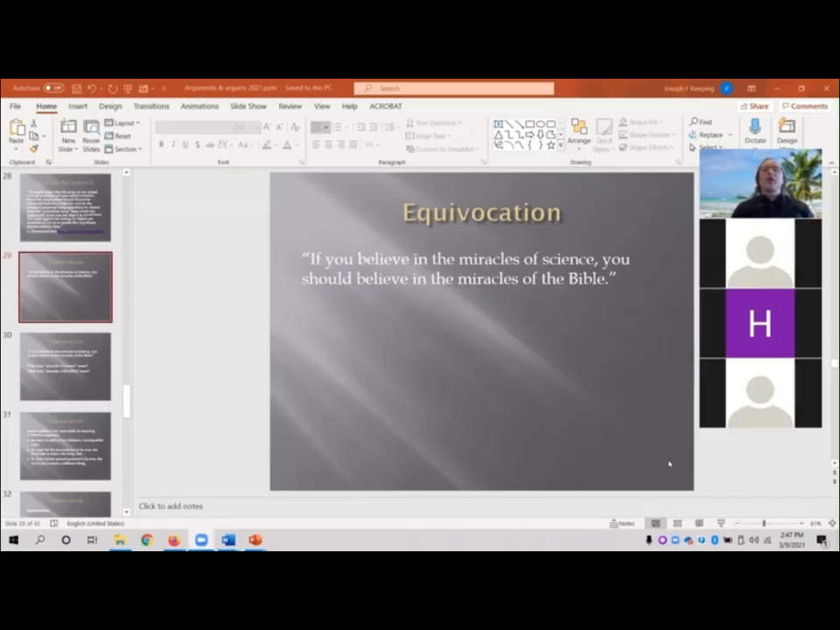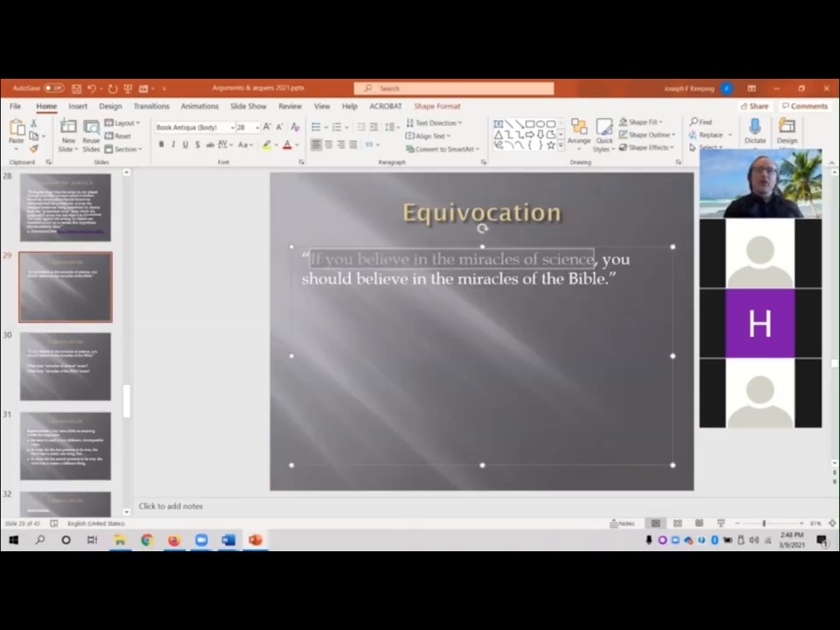So the slide says, if you believe in the miracles of science, you should believe in the miracles of the Bible. If you believe in the miracles of science, then you should believe in the miracles of the Bible. And we'll say you should believe in the miracles of the Bible is the conclusion. Does anybody see a problem with the reasoning here? Science isn't a miracle. It's literally science.